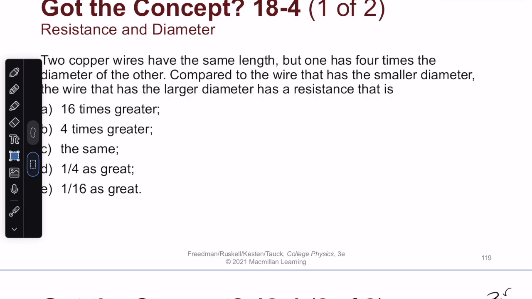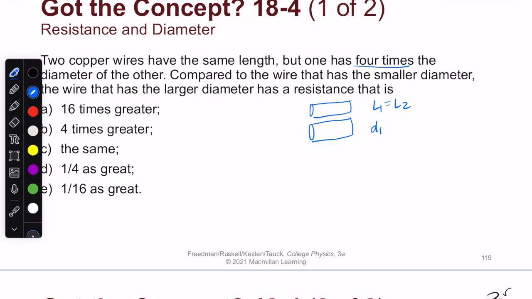Okay, so we're looking at the larger diameter wire again. Let's draw our picture out. So we have a small diameter wire, we have a larger one. They're the same length. And let's look at this. The diameter is 4 times. So D2 is 4 times D1, right? The diameter of 2 is 4 times D1. It's bigger. This doesn't look too much bigger, let me make this one look smaller. There we go.